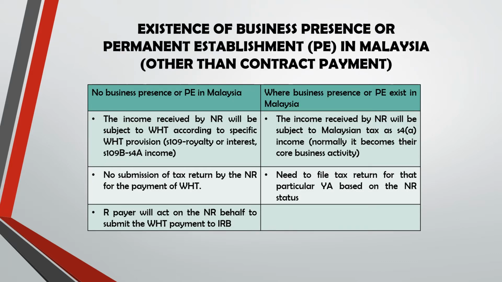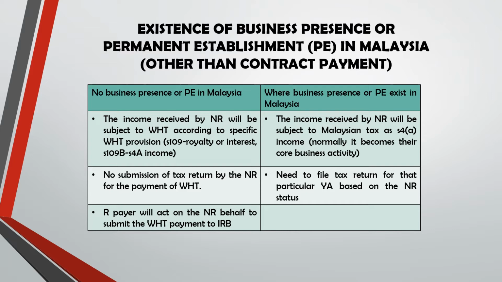Okay, so let's look at this comparison: existence of business presence or permanent establishment, PE, in Malaysia. For other than contract payment, if you have business and if you don't have business in Malaysia. If you don't have business in Malaysia, the income received by the non-resident will only be subject to withholding tax, according to specific withholding tax provisions, and only limited to specific categories of income. Not all income will be subject to withholding tax if you don't have business in Malaysia. And the non-resident will not have to submit their tax return for the payment of withholding tax.